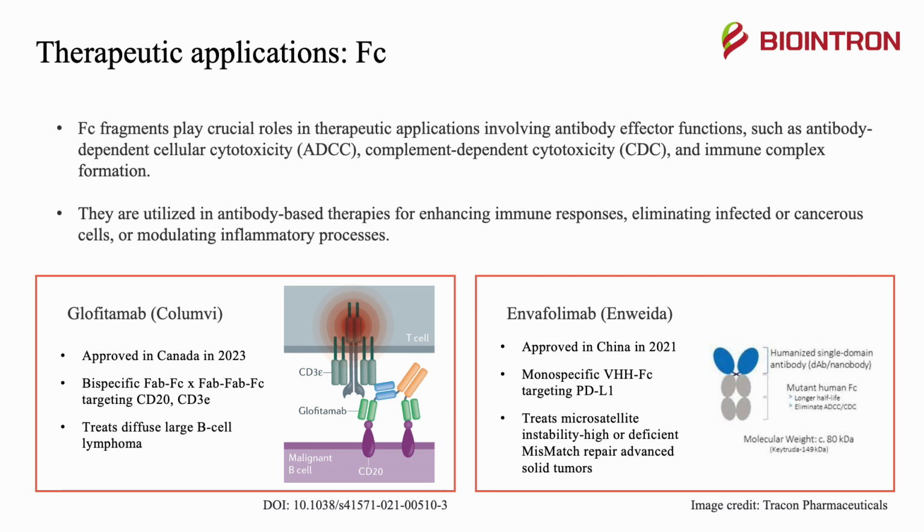One example is glofitamab, also known as Columvi, which was approved last year in Canada and is a bispecific targeting CD20 and CD3E. It treats diffuse large B-cell lymphoma. Another example is envafolimab, also known as Envida, approved in China in 2021. It is a monospecific antibody targeting PD-L1 and treats microsatellite instability high or deficient mismatch repair advanced solid tumors.